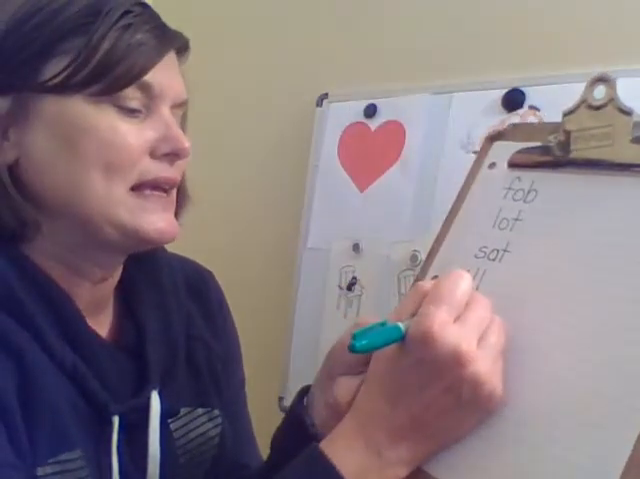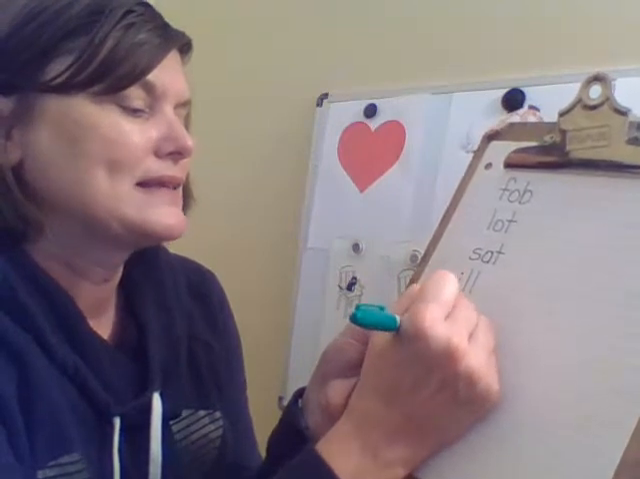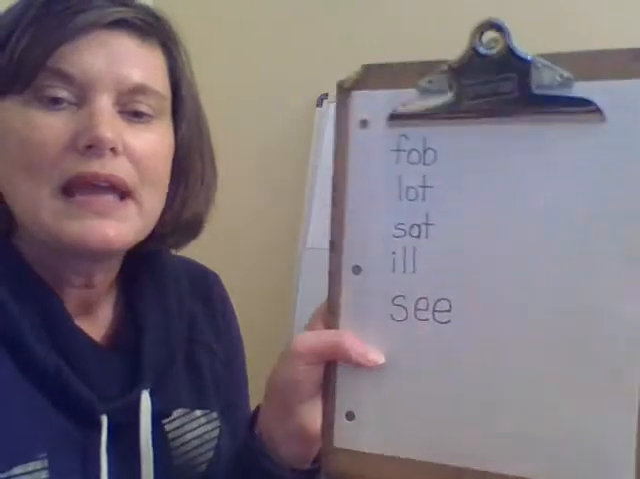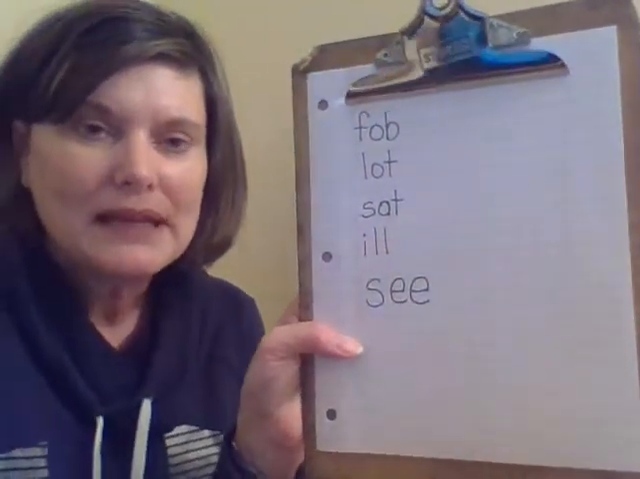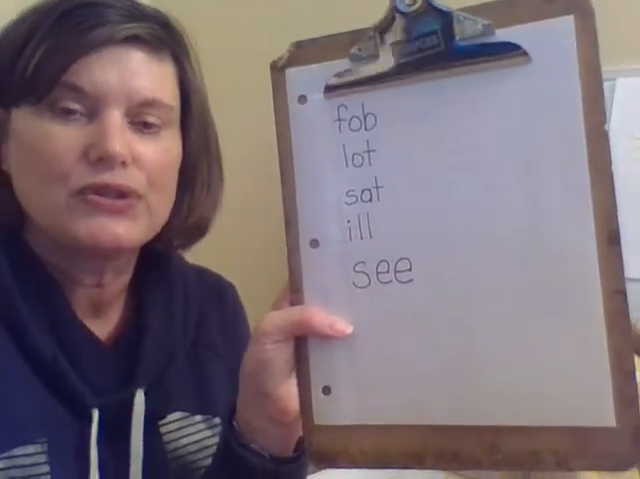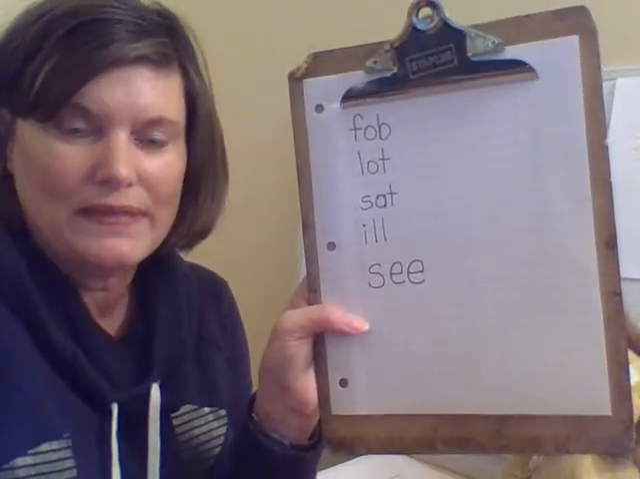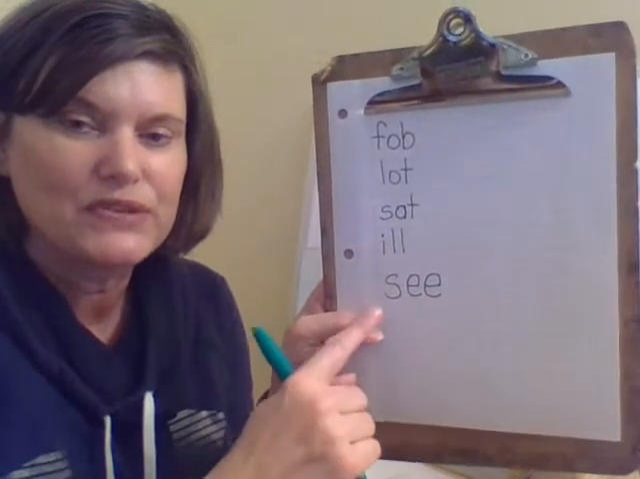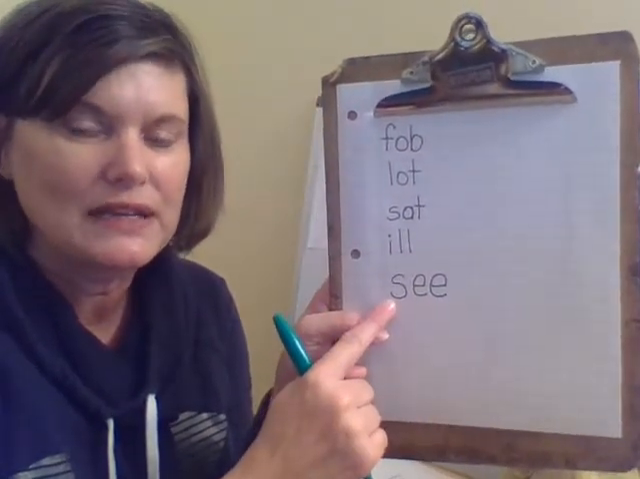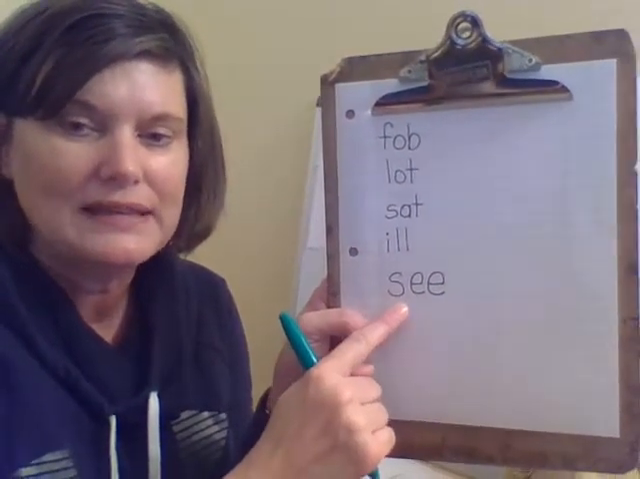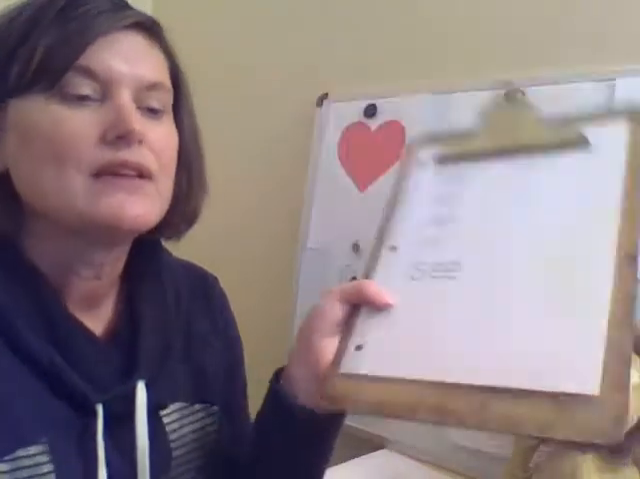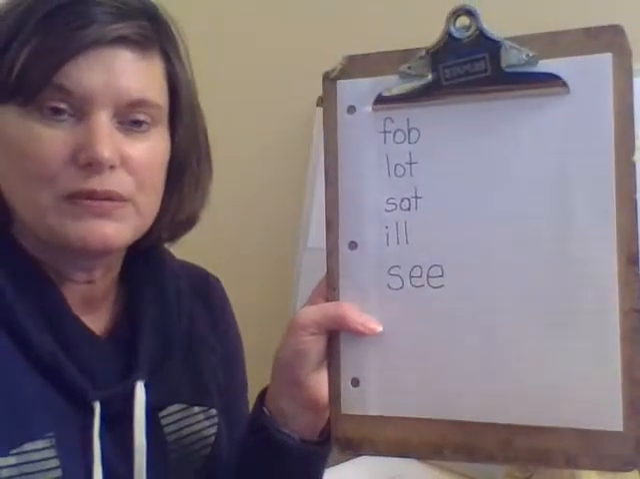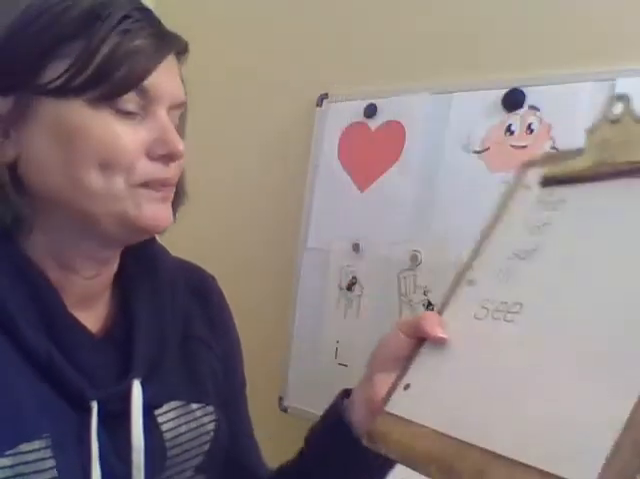So C, S, E, E. And when you are spelling the sight words, I want you to say the letters as you write them, because then you will see them and you will hear them at the same time. So C, if you didn't write it yet, go ahead and spell C, S-E-E. Very good.